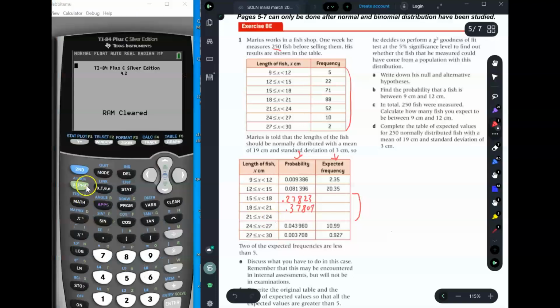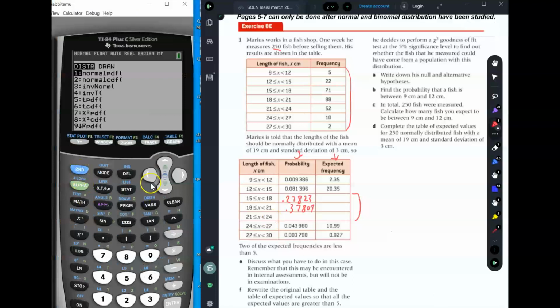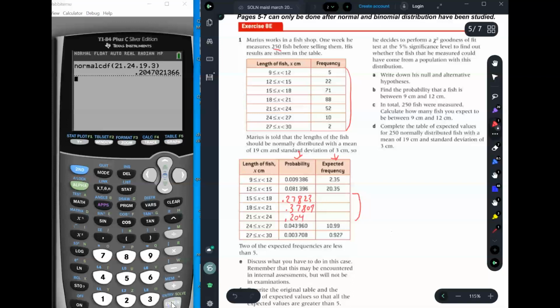Now I'm going to do from 21 to 24. So second distribution, norm CDF, 21 to 24. I need to put in the mu and sigma again, which is 19 and 3. And the answer is 0.20470. Now I'm going to multiply these probabilities times the total number of fish, which is 250, and that's going to give me my expected frequency.